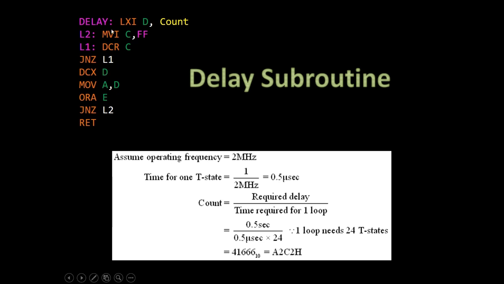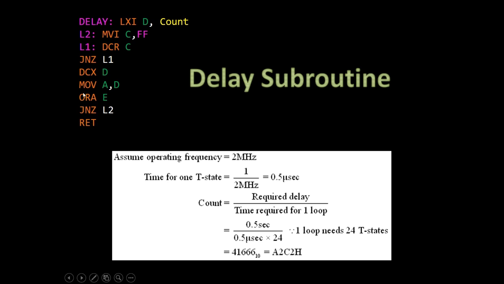So when we call delay, this count value is put in the DE register pair, then the FF value is moved to the C register, and then it is decremented. It keeps on decrementing until the C register has the value 0 and the Z flag becomes 1. So the code skips to this point. Now DCX D decrements the value present in the DE register pair. Now we check if the DE register pair is 0 or not.